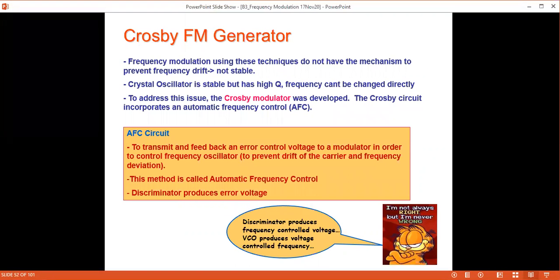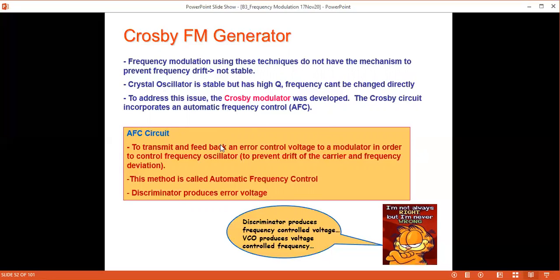Using the direct method, there's an issue of frequency drift, because the produced frequency is not stable, so it's subject to some errors. In order to overcome this problem, the Crosby FM generator is introduced. What's new with this Crosby circuit is the incorporation of AFC, automatic frequency control.